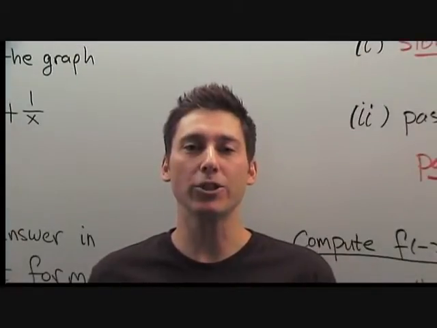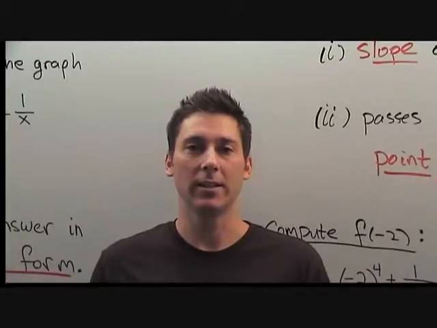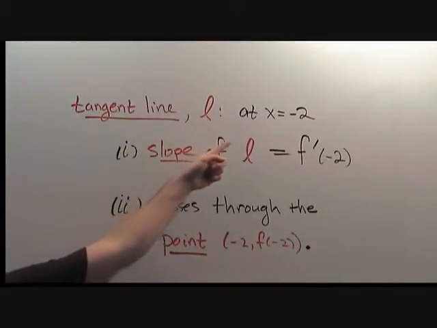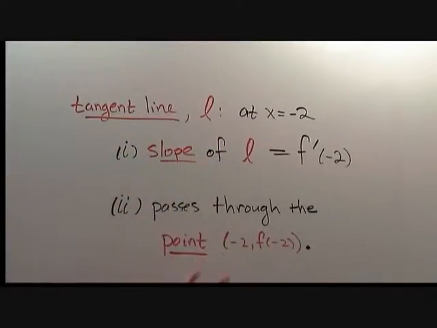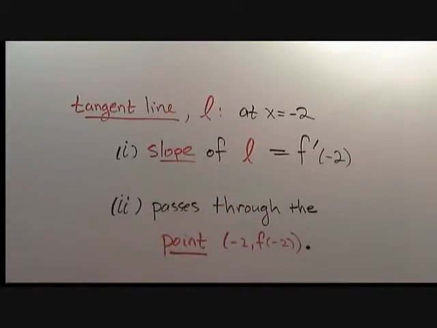Let's find out how our first two pieces of information will help us write down an equation to solve the problem. We are asked to find the tangent line. The tangent line is not just any line, it's a very particular line. For the tangent line L at x equals -2, you know two pieces of information. One, the slope of L must be equal to the derivative of f at x equals -2. And two, the line L passes through the point -2, f of -2.